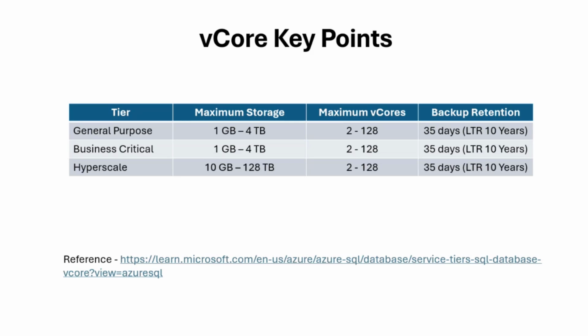So in vCore, again, you have three service tiers. Let's talk about each one for a minute. The first one is the general purpose service tier. The general purpose service tier allows from 1 GB to a maximum of 4 TB of storage. The vCores allow from 2 to 128, and backup retention allows up to 35 days.